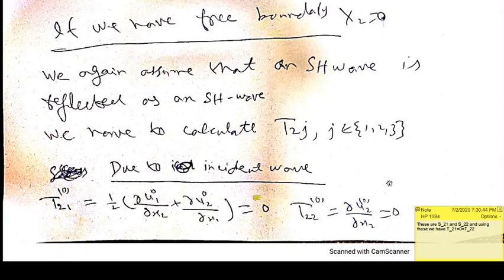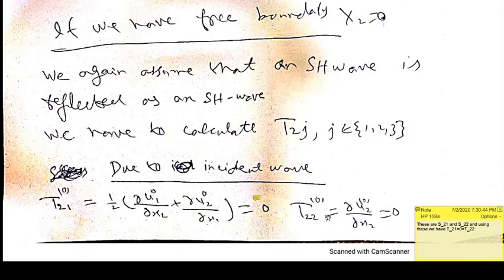Now for T22, it is lambda Skk delta 22 plus 2 mu S22. Again you have two terms in T22. The second term will be 0 due to S22, because S22 is partial u2 partial x2 and u2 is 0. So S22 is 0 and the second term of T22 is 0. You will be left with only the first term, lambda Skk, and delta 22 will be taken as equal to 1.